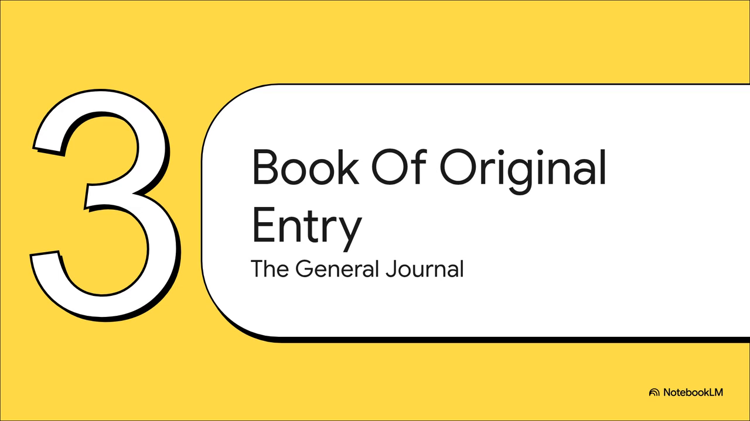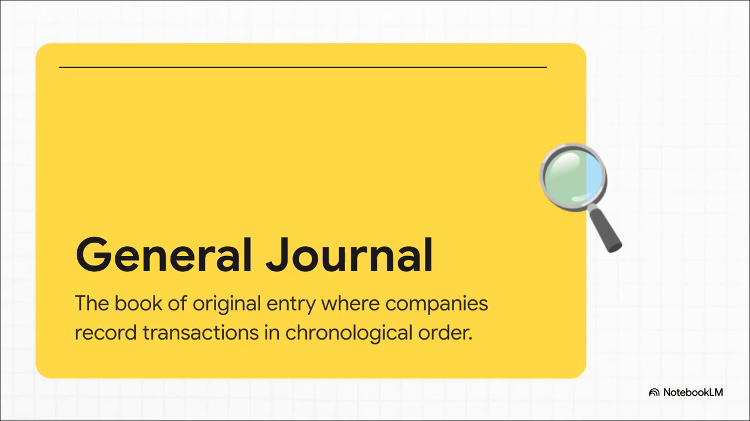Section 3, Book of Original Entry. Now, you might be wondering, what exactly is the general journal? Well, it's undeniably the origin of a company's financial truth. It is literally known as the Book of Original Entry. That means every single transaction hits this book first, and always in strictly chronological order. Think of it as the timeline of the business. And it makes sense, right? If this initial record is flawed, the entire financial statement is going to collapse down the line.